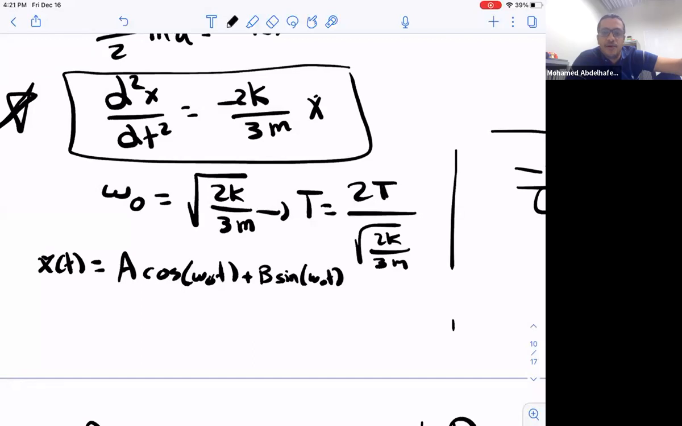The period is 2 pi over omega naught. So once you identify what omega naught is, 2 pi over that is the period. And omega naught is the square root of whatever constant you found, without the minus. Like this is the constant here, without the minus. That's omega naught squared. And then the period is 2 pi over omega. That's harmonic motion.